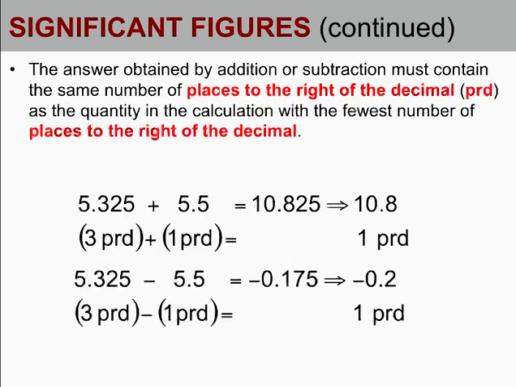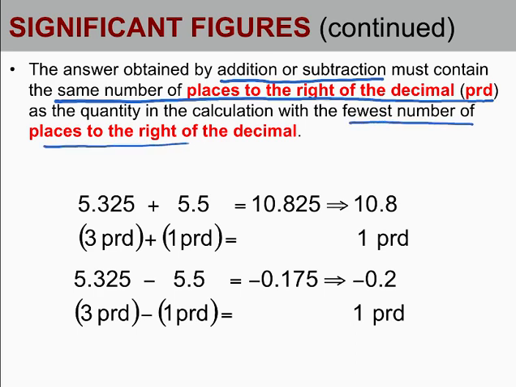Now, what if we're adding or subtracting? The rules are a little bit different here. The answer obtained by addition or subtraction must contain the same number of places to the right of the decimal as the quantity in the calculation with the fewest number of places to the right of the decimal. And we're going to abbreviate that as PRD.